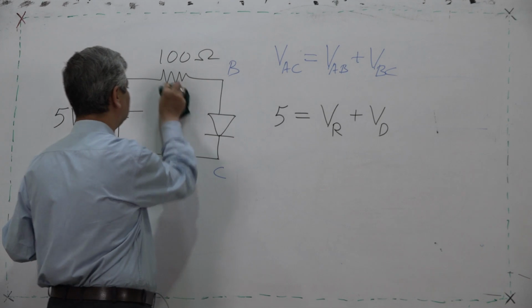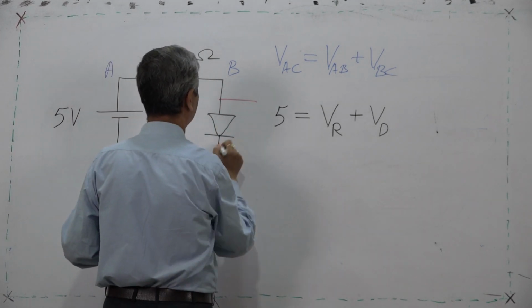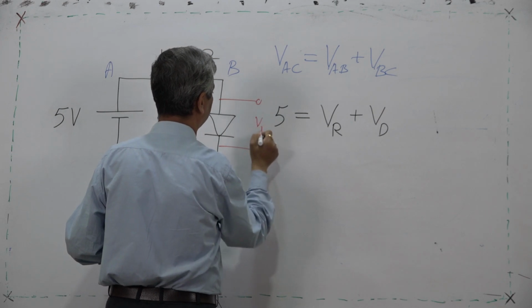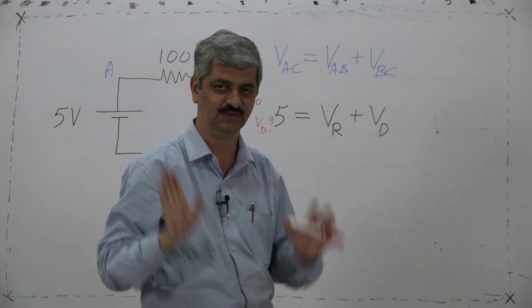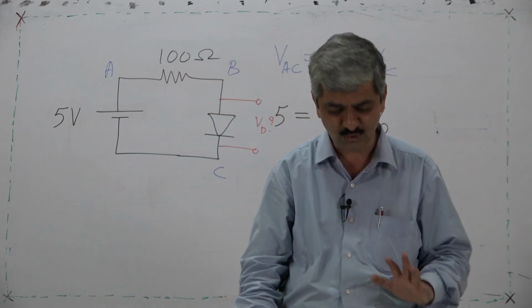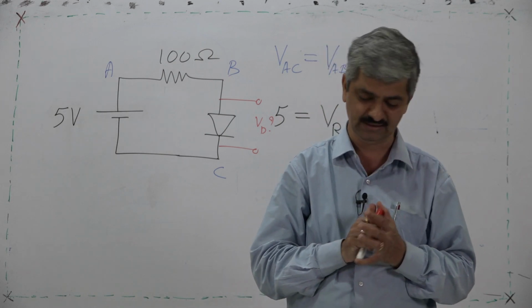The question is, find out the voltage across the diode. So, the question is, find out this voltage. So, it is somewhat more simple.